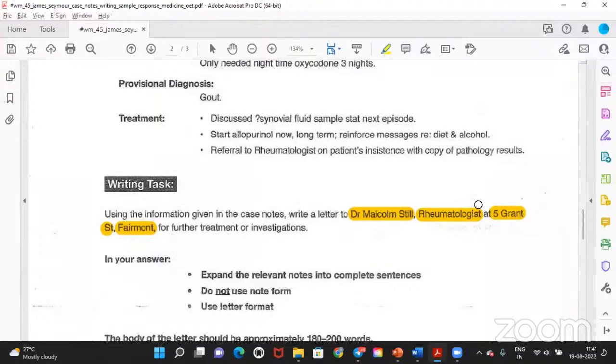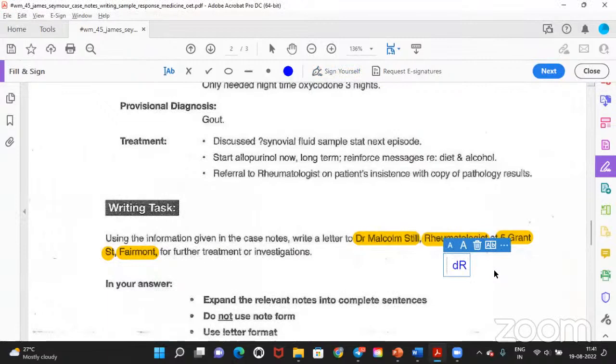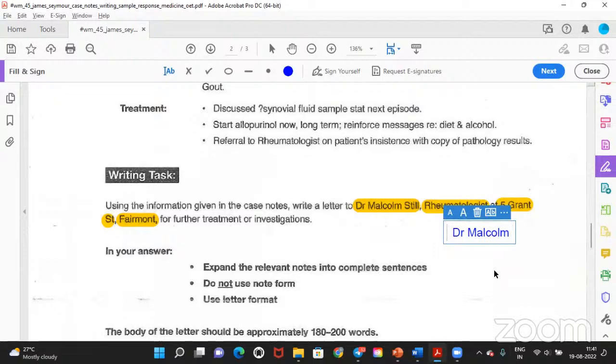So now let us take this one here. We'll take here first: Dr. Malcolm Still. Next one, rheumatologist. Then 5 Grant Street, every word should be a capital letter. Then Fairmont. Fairmont, not Mount. Be careful, some people write it wrongly. So this is the address.